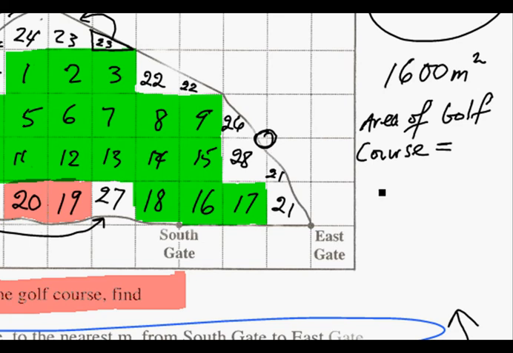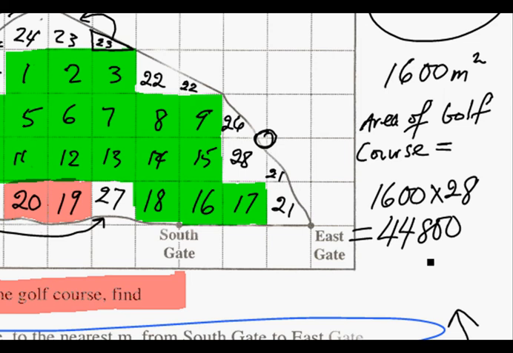So you have 1600 times 28. Alright, work that out quickly. 1600 times 28 gives you 44800. And of course this is in square meters. So there you go, the area of that golf course.